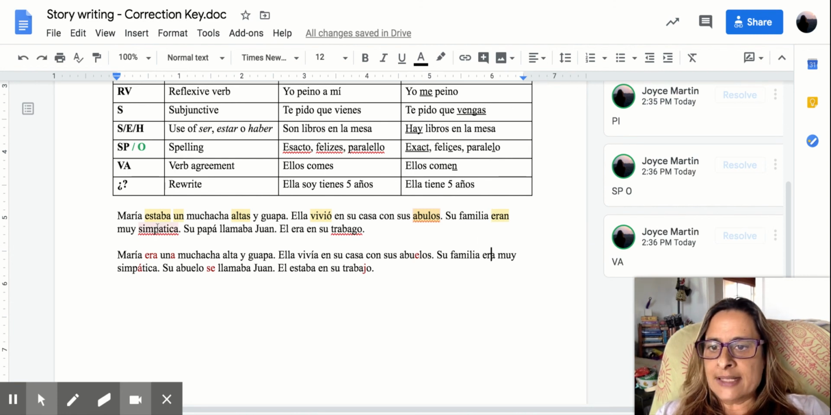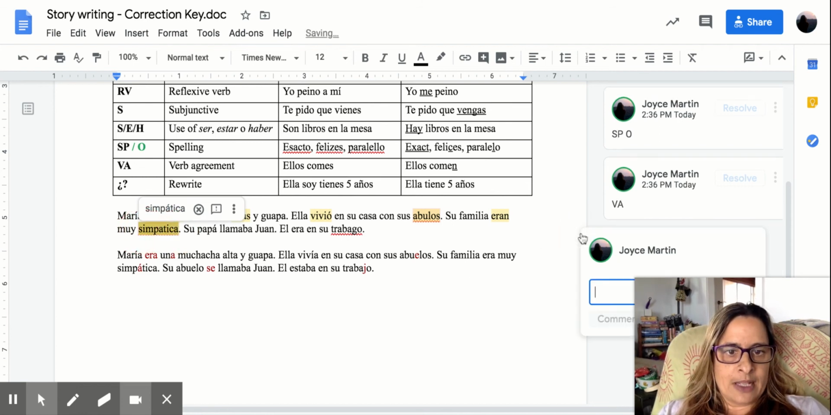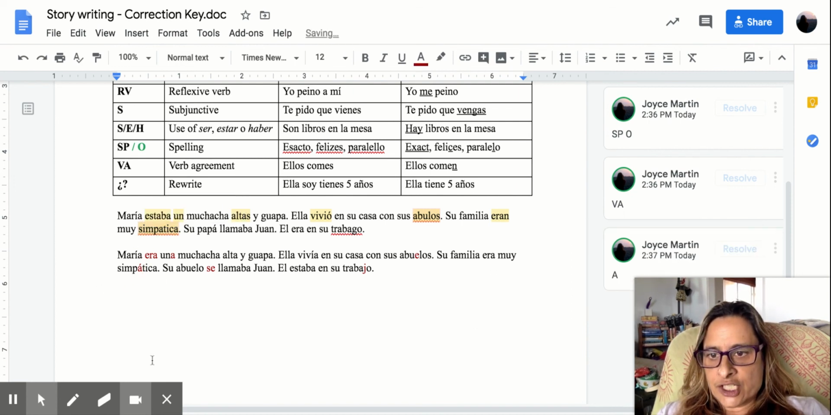Oh, simpática looks pretty good, but it's missing an accent. So again, I'm going to highlight the word. I'm going to click on my comment, and I'm going to type the letter A. Back here in my correction, I went ahead and added my accent. All right, su papá llamaba Juan.